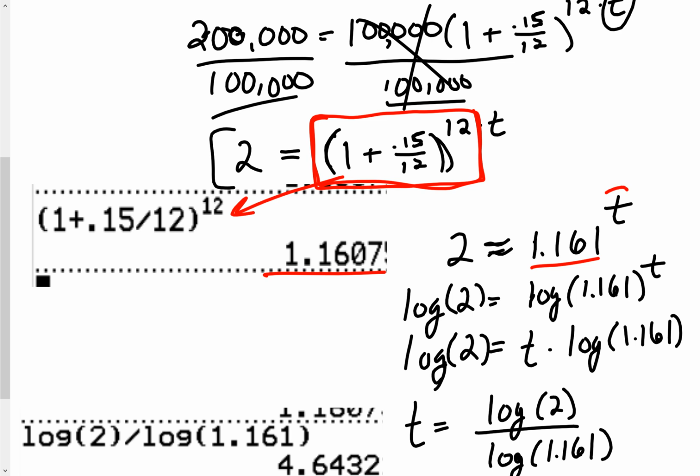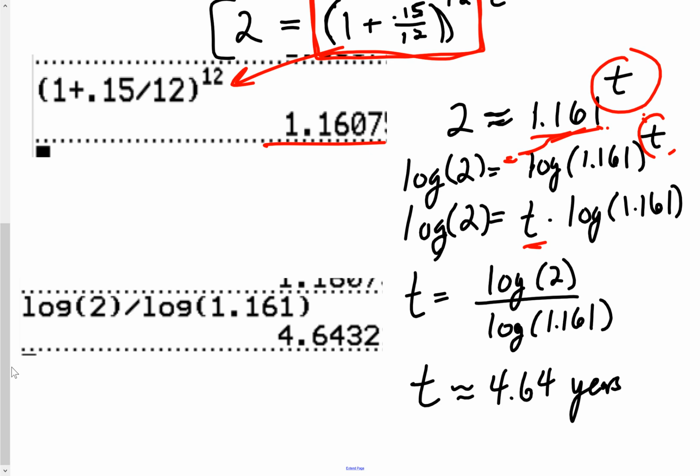So there's t, and we want to solve for it. How do we do that? We take the log of both sides. So log of 2 is equal to log of 1.161 to the t. Now we can use our log rules and bring t down in front. So now we got log 2 is equal to t times log of 1.161.